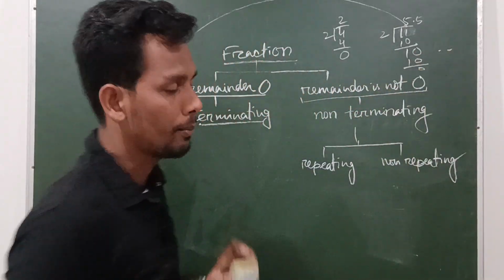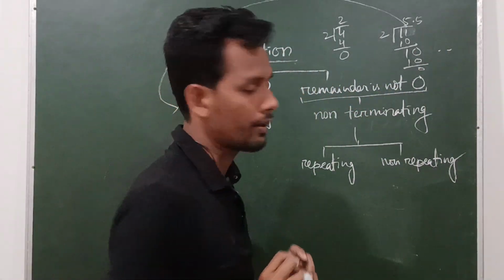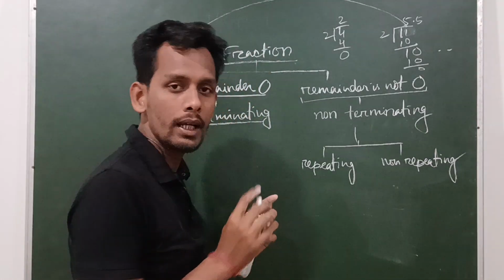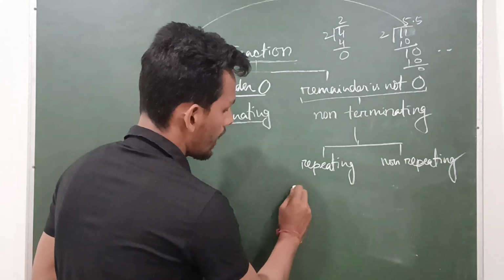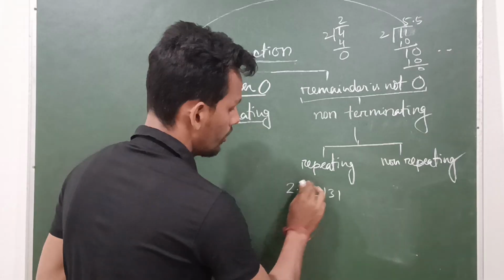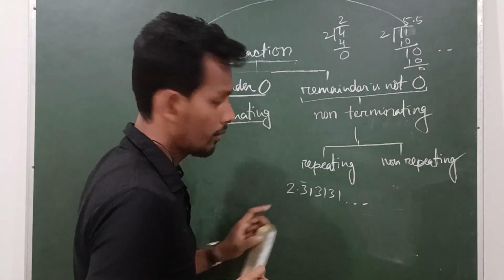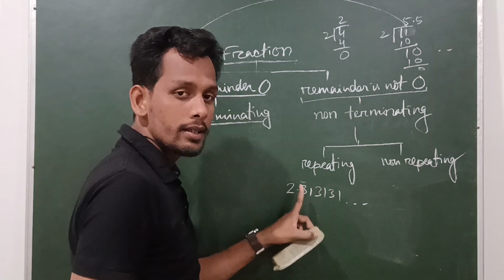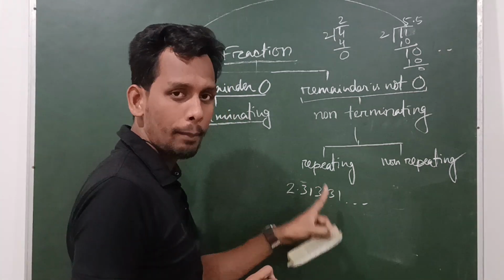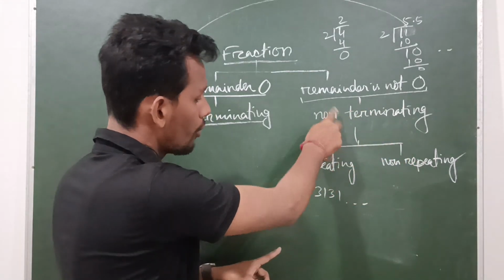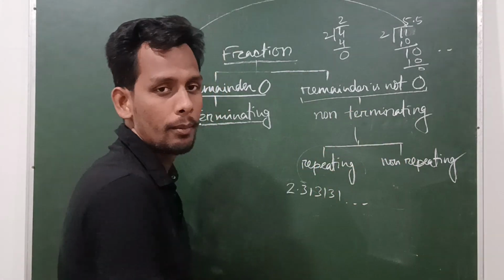Repeating and non-repeating. Repeating means what? Repeating means, when you divide a fraction, if you get an answer like 2.313131, it is not terminating, it is non-terminating. But if the same type of number is repeating, say 3131 is repeating, then this is called non-terminating repeating numbers.